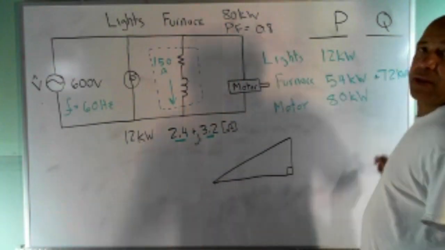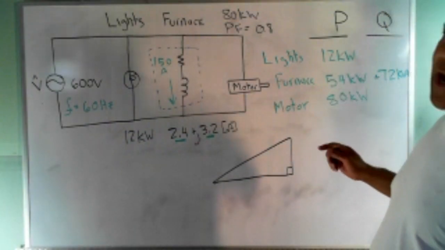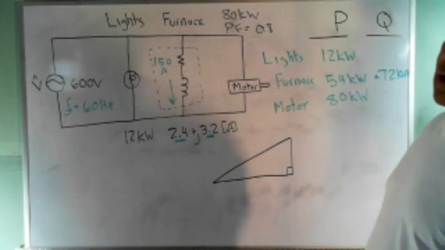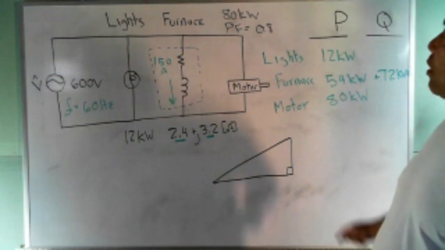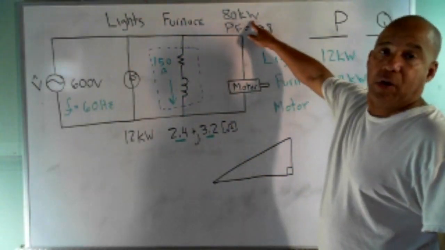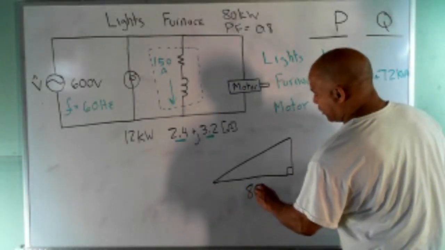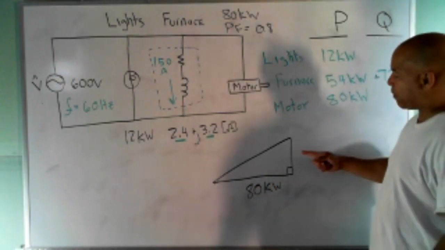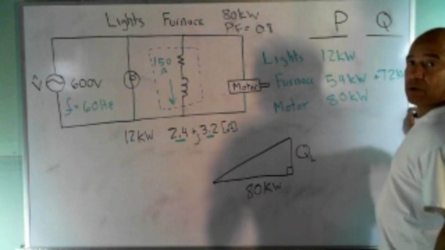All right. I want to draw a power triangle, not for the whole system, but just for the motor. Let's draw a power triangle for the motor. What I know is the power of the motor is 80 kilowatts. So I know that's right here. That's all resistive power. What I want to know is the reactive power. So I want to know QL for the motor.